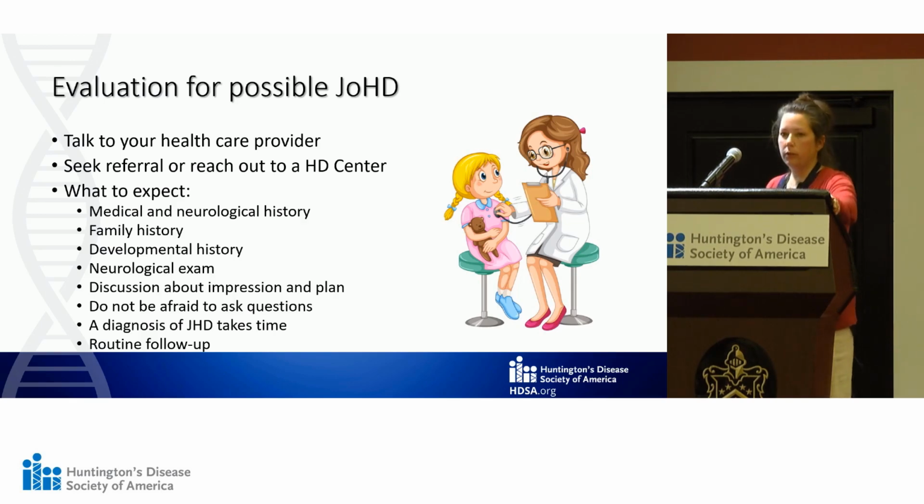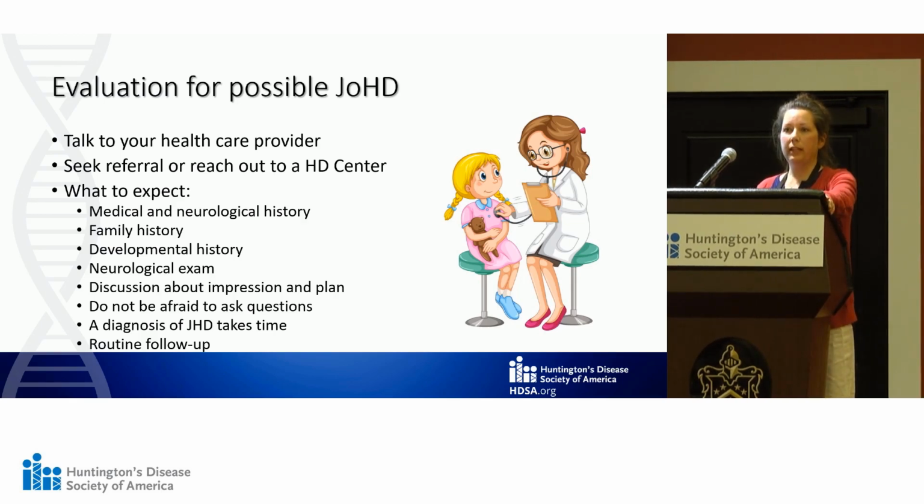We'll do an in-depth neurological exam, see if we can see any what we call objective findings that would be consistent with juvenile onset Huntington's disease. See how your eyes move, see how your fingers move, see how you walk, see if there's any additional movements that we can see. We're going to have a discussion about the impression and plan, like impression meaning what are we thinking, and plan, what are we going to do about it, right?